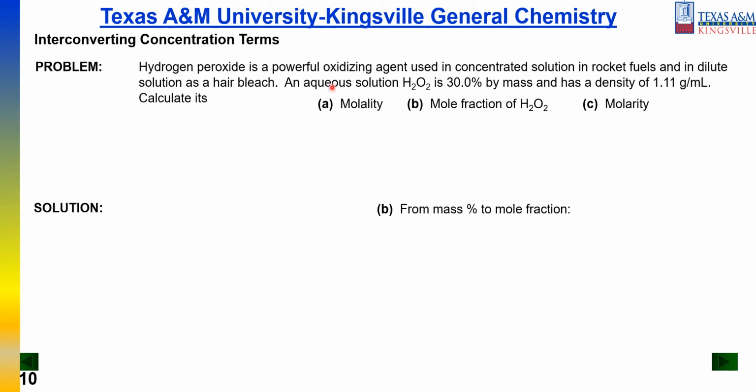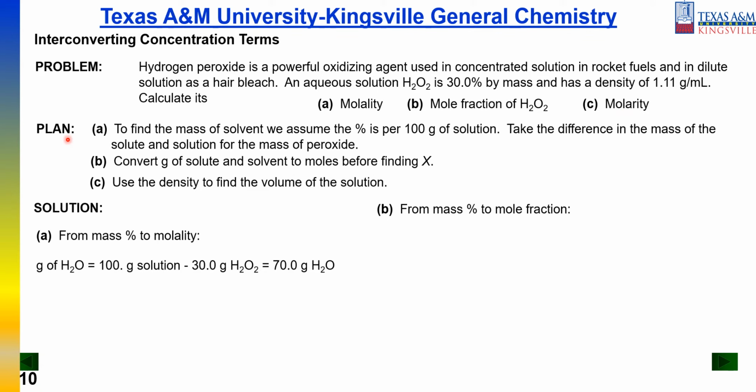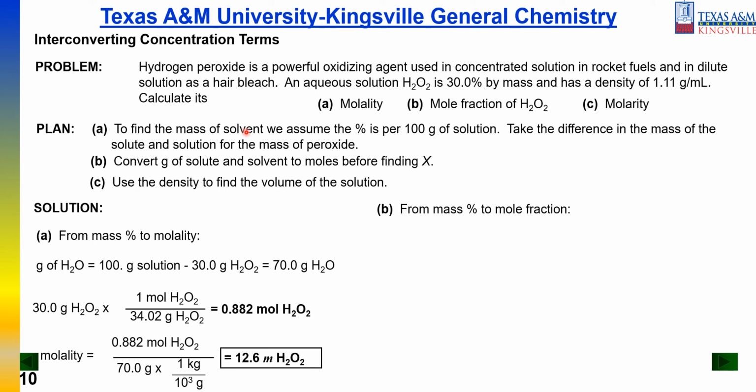What we know, an aqueous solution of hydrogen peroxide is 30% by mass. This aqueous solution of your hydrogen peroxide has a density of 1.11 grams per milliliter. Our question, calculate its molality, smaller m, mole fraction, capital X, and molarity, capital M. What's our plan? First of all, you need to find the mass of the solvent.